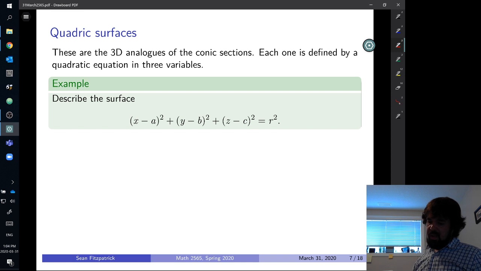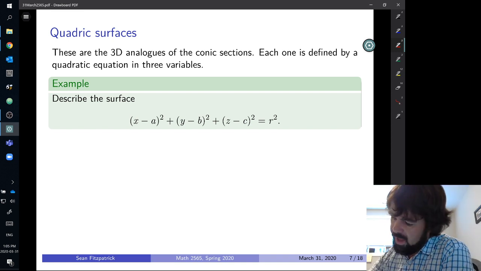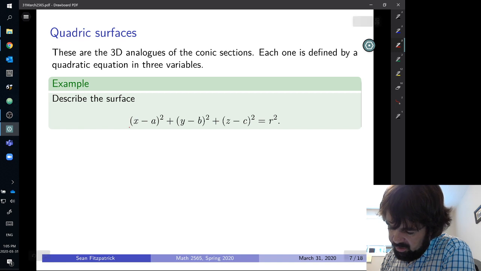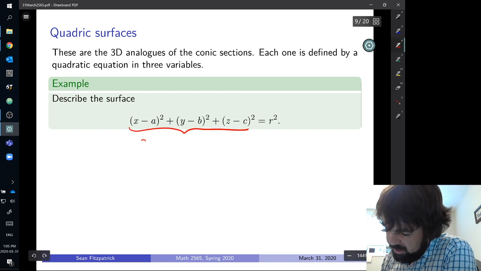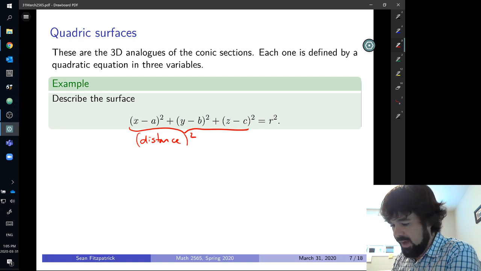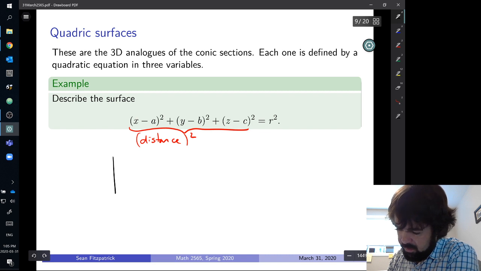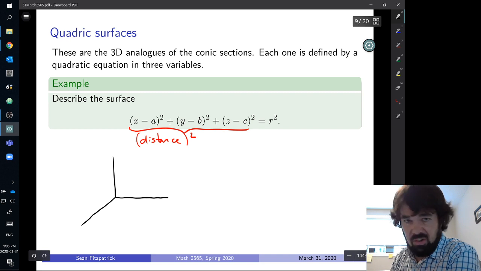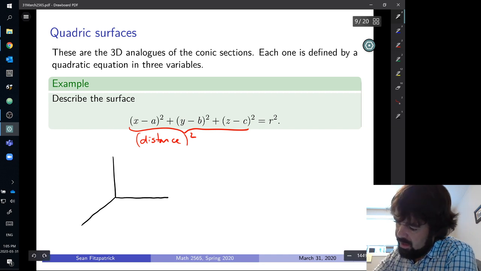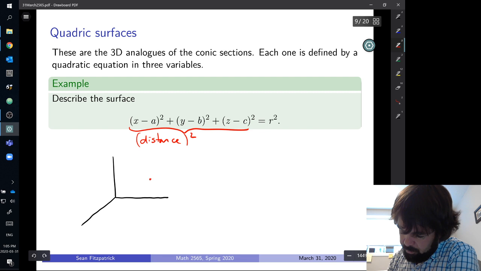So what do we get in something like this? Well, actually, this one we can understand because this is just the distance. Well, it's distance squared, right? Between two points, between x, y, z, and a, b, c. And we're saying that distance is a constant. Yeah, we know what this is, right? This is a sphere. Just like in the plane, all the points that are a constant distance from a center gives you a circle. In R3, you're going to get a sphere.